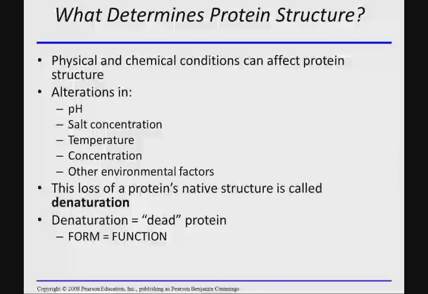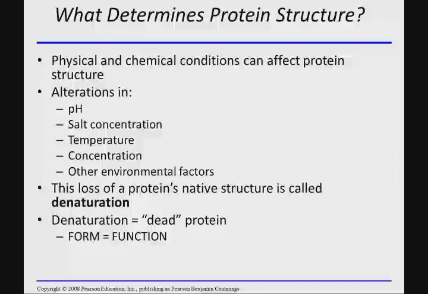Laws of physics, right? So physical and chemical conditions can affect protein structure. Proteins have evolved to maintain their proper shape in the environment that they're going to do their job, right? So alterations in pH, salt concentration, temperature, the concentration of the protein itself or other proteins around it, or other environmental factors can all lead the protein to lose its shape. And the special word we use in protein chemistry for that is denaturation. So a protein is denatured, has lost its native or normal structure, and now is a dead protein.